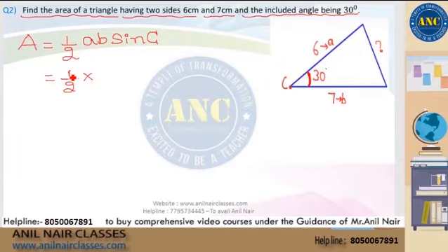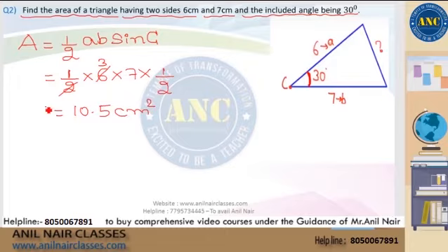Still we are in basic questions. I am repeating that statement so many times. Please have patience. A value is 6, B value is 7, sin 30 value is 1 by 2. So ultimately this becomes 2 into 1, 2 into 3. So it is 21 by 2, or it is 10.5 square centimeters. Area of triangle is 10.5 square centimeters.